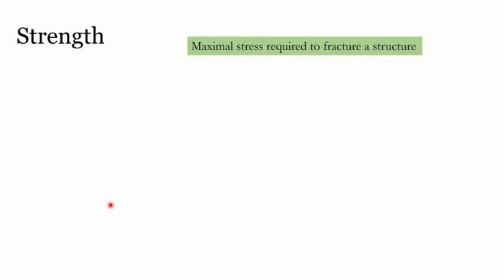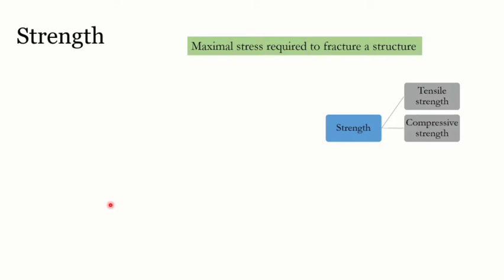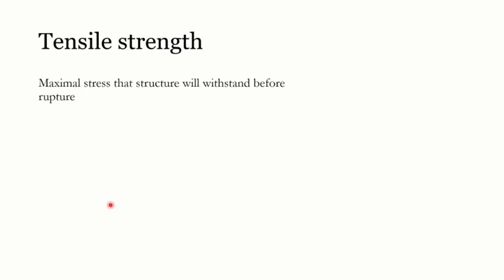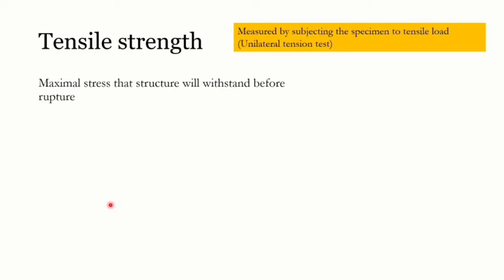What is strength? Strength is the maximum stress required to fracture a structure. Like stress or strain, it is of three types: tensile strength, compressive strength, and shear strength. What is tensile strength? It is the maximum stress a material can withstand before rupture. It is the same thing here: either elongation or compression is going to happen.